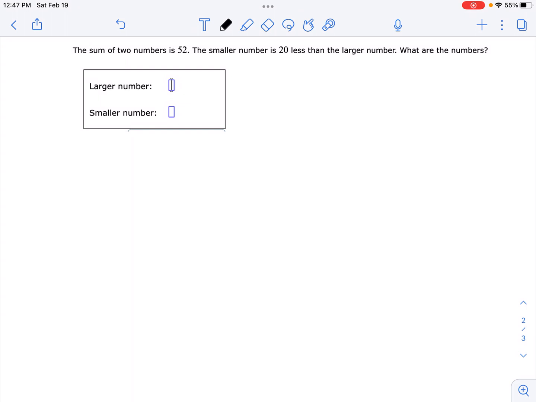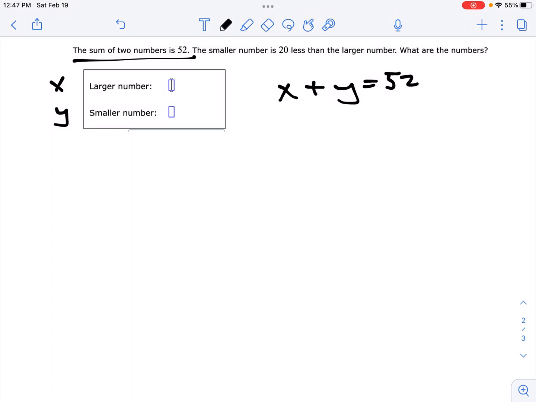The sum of two numbers is 52. The smaller number is 20 less than the larger number. What are the numbers? All right, so let's call our larger number x and our smaller number y, just because that's how they have it set up. So my first equation is going to be from this information right here that says the sum of two numbers is 52. Sum means add, so it's just x plus y is 52.